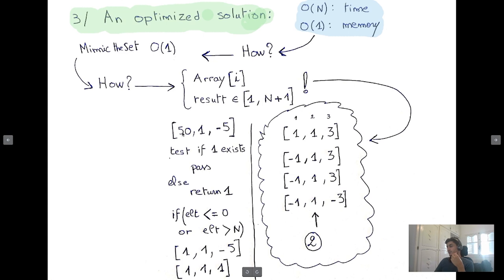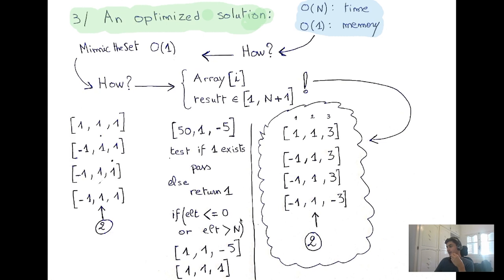If the element is equal or less than 0, we will assign the value of 1 instead. And if the element is bigger than n, we also need to assign the value 1 to it. Okay, so in this example, we will find that 50 is bigger than 3, the length of the array. We will assign 1, and minus 5 is less than 0, so we will assign 1 too. And finally, if we execute the same algorithm on this array, we will find that 2 is the first missing integer, and exactly that's the case.